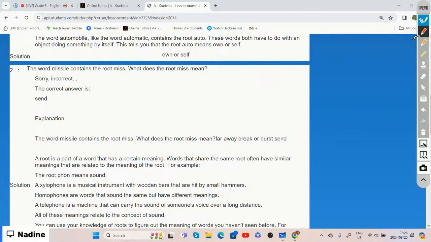So well done. So missile can either mean to shoot, to send, and of course, you first need to aim at that specific object, right? Because you are targeting a specific object.